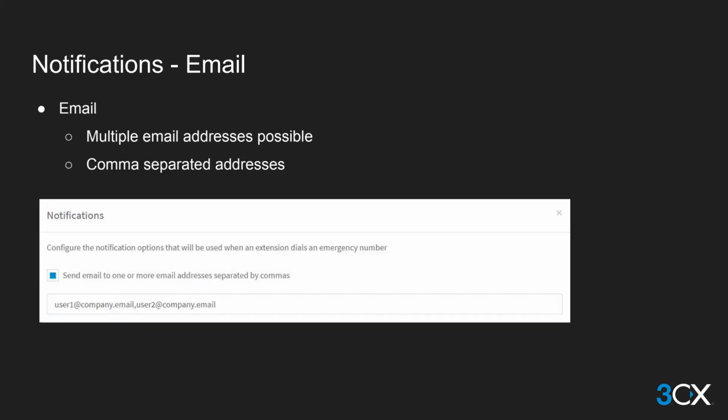The email notification can be sent to specific email addresses. Multiple email addresses are possible by simply comma separating them. The emergency number notification will also be sent to the PBX admin if the option to send an email when someone dials an emergency number is selected.